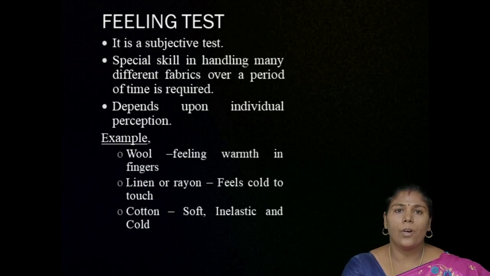Some examples for identifying fibers and fabric using the feeling test: the first one is wool. While touching woolen fabric, we can feel warmness in our fingers. The next one is linen or rayon. We can feel cold while touching those fabrics. While touching cotton, we can feel the softness and coldness, and cotton has the property of inelasticity.